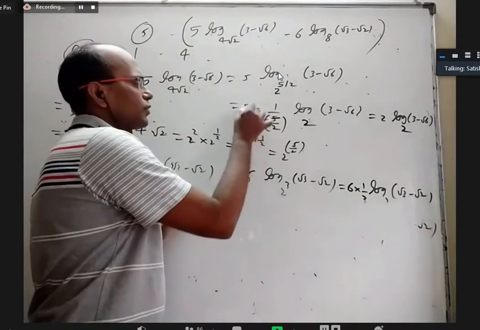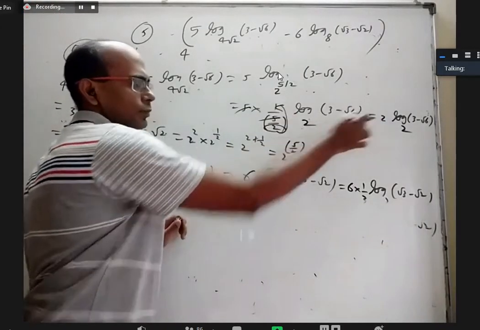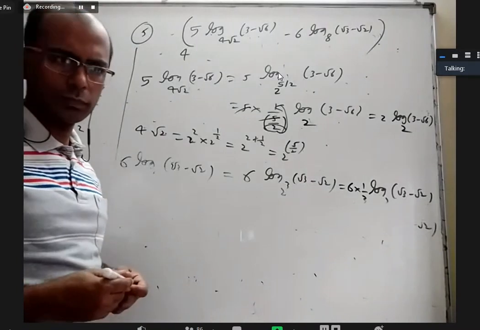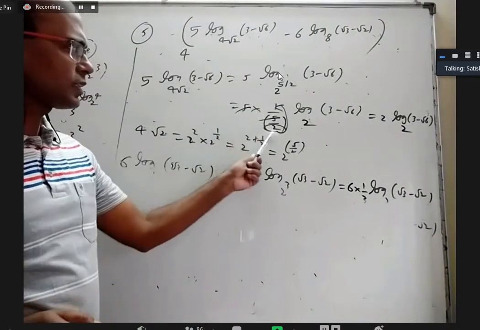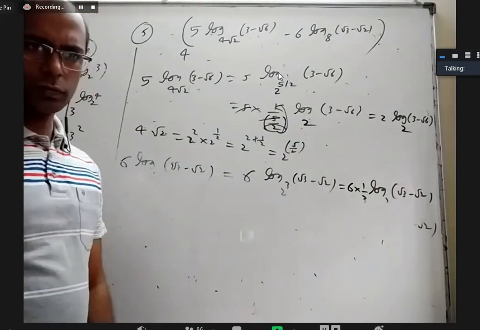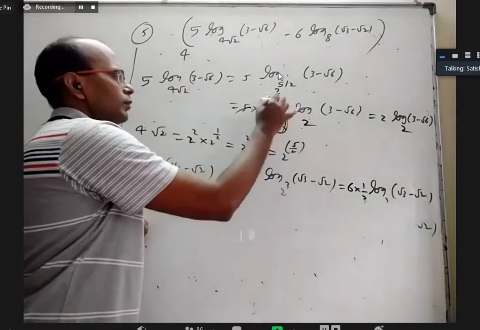Oh, this 5 and this 5, yes, got it, sir. Five and 5 cancelled, and this 2 went up. This is 1 only, sir, right?